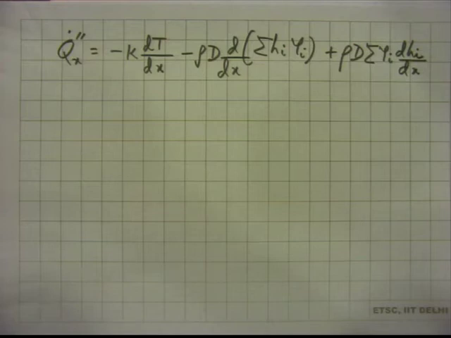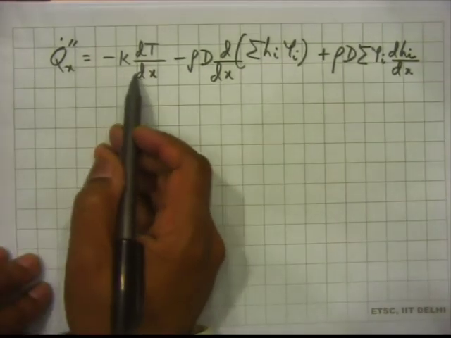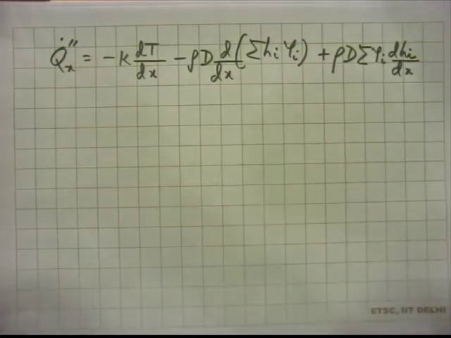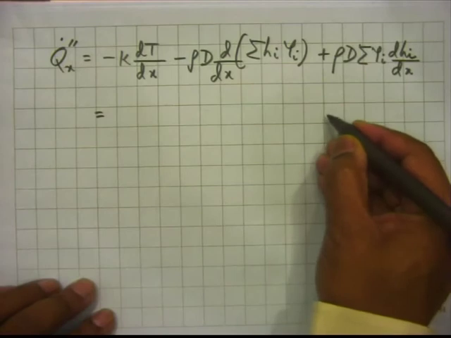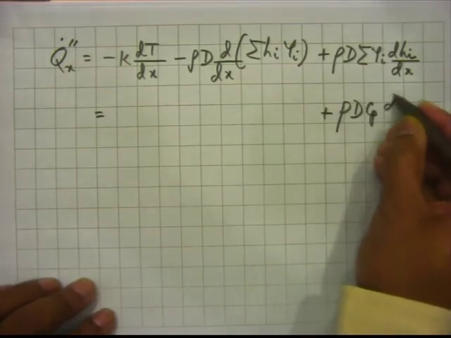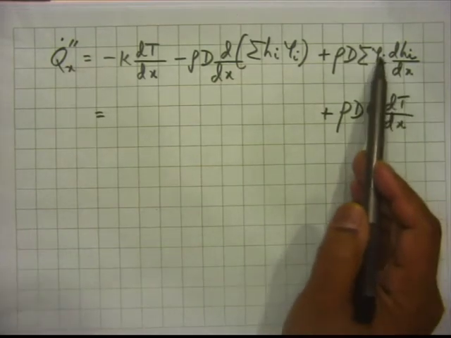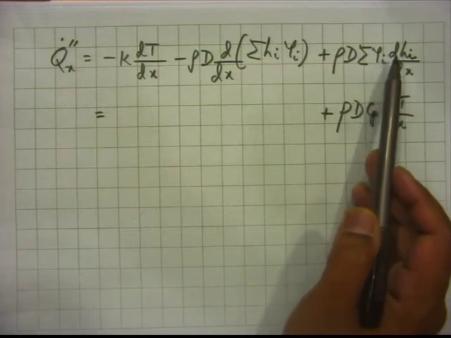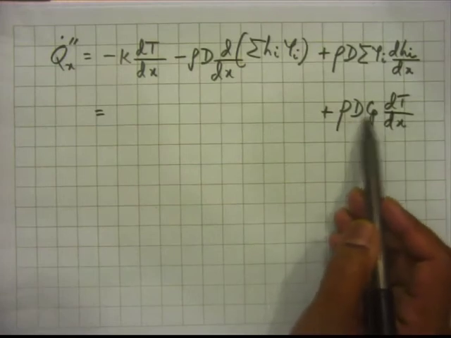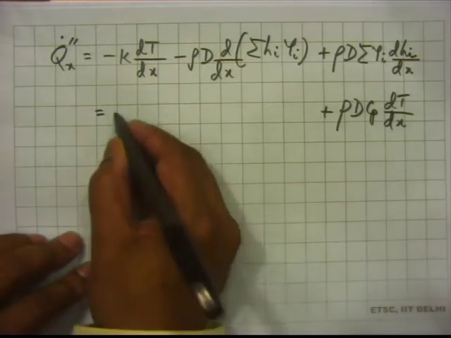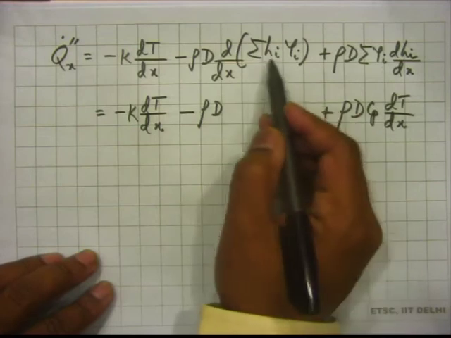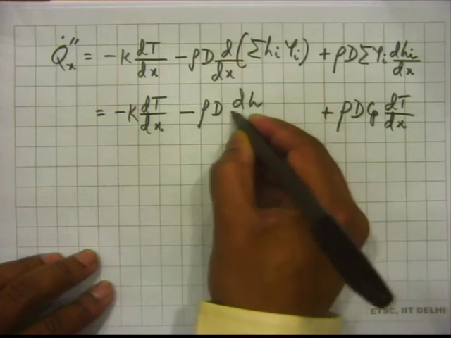Okay. So, we had this energy equation, minus k dt dx minus rho d d dx of summation h I y I plus rho d summation y I d h I dx. So, we were doing the Schwab-Zeldovich form, and just a few minutes back we saw that this last term should be rho d cp dt dx, because y I d h I dx could be written as y I cp I dt dx, and summation y I cp I is cp. So, this term became rho d cp dt dx, correct. We already had this minus k dt dx term, and this term can be written as minus rho d. See, summation y I h I is h. So, that is d h dx.